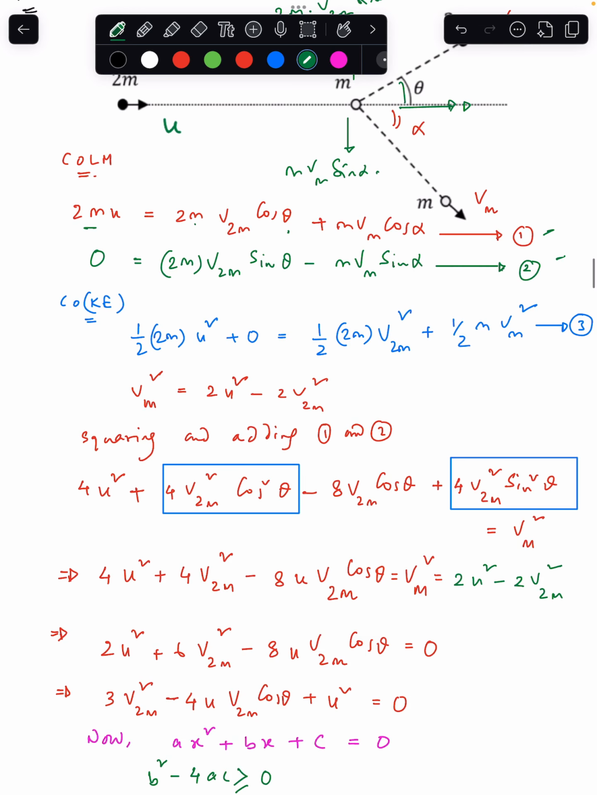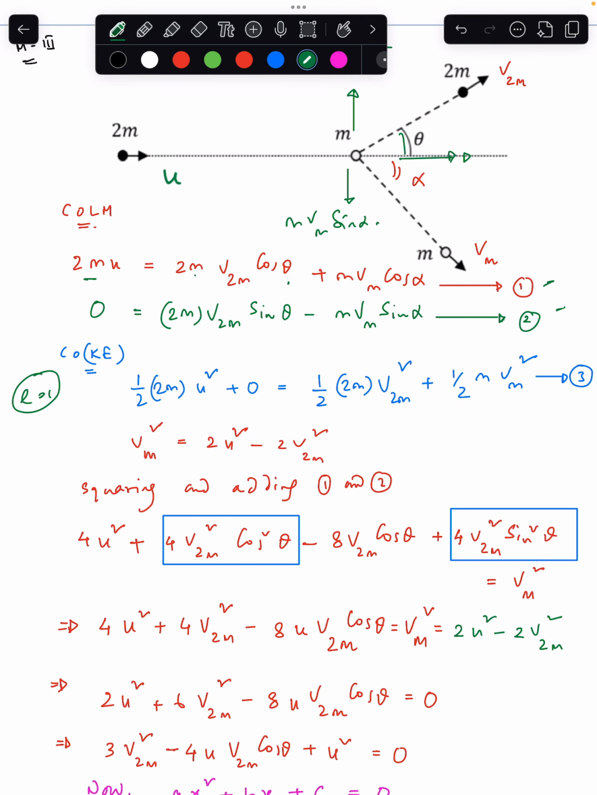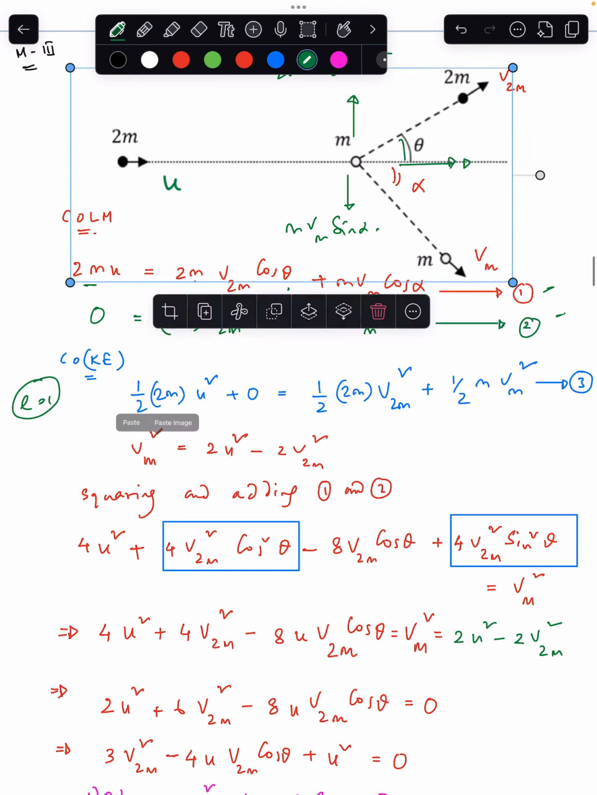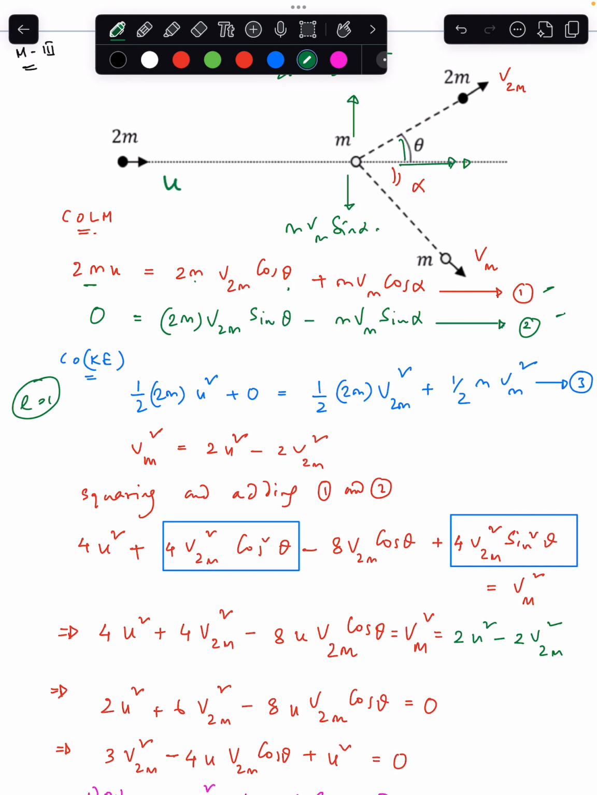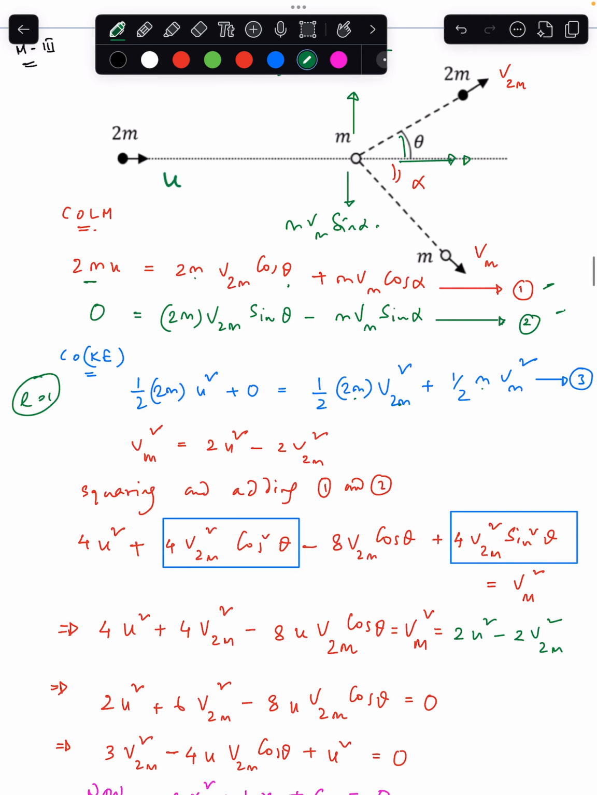Conservation of kinetic energy, since e value is given to be 1, so perfectly elastic collision, half into 2m into u square for this one. After the collision, half into 2m into v2m square plus half into m into vm square. So from there I get an equation, vm square is equal to 2u square minus 2v2m square.